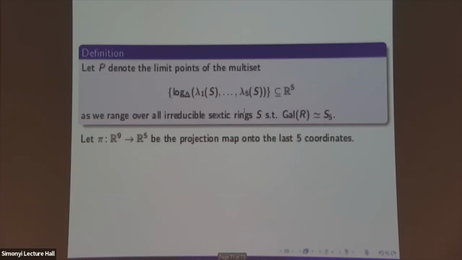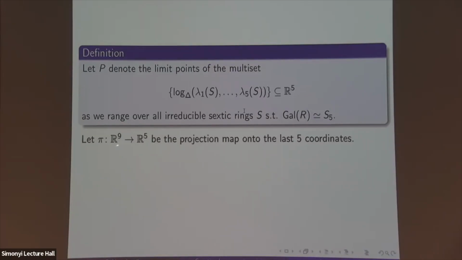On the other hand, let pi from R9 to R5 be the projection onto the last 5 coordinates. So what is this doing? The projection of poly S5 is the same as taking the set of all sextic rings that show up as resolvent rings of S5 quintics, plotting their successive minima in R5, and then taking the set of limit points. So I want to compare the set P to the projection of poly S5.